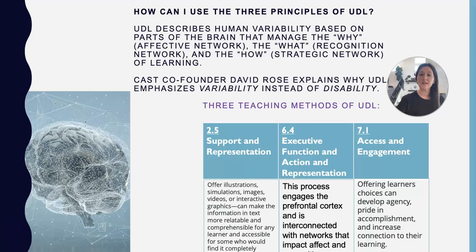Next, I could focus on 6.4, executive function and action and expression. This process engages the prefrontal cortex and is interconnected with networks that impact affect and recognition. And lastly, I chose 7.1, access and engagement. This is offering learners choices that can develop agency, pride in accomplishment, and increase connection to learning.